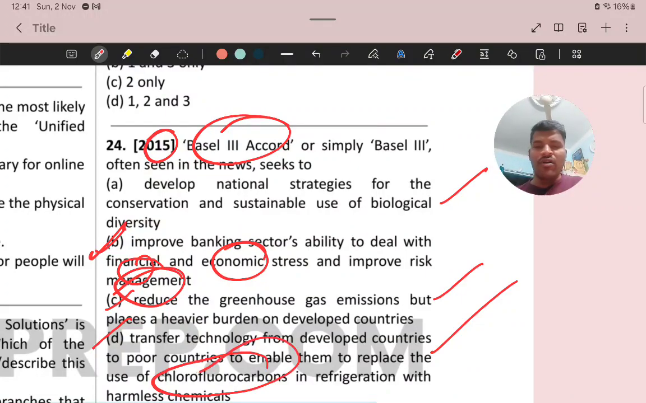Chlorofluorocarbons, CFCs, are always going to make a threat to the ozone. These chlorine atoms, chlorine is going to destroy ozone. That's why it is completely prohibited through the Montreal Protocol. After accepting the Montreal Protocol, the international community came up with a new proposal to eliminate HFCs.